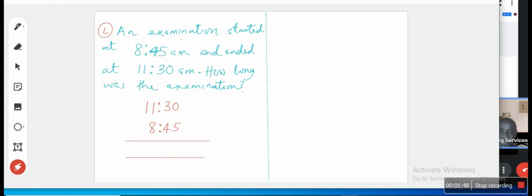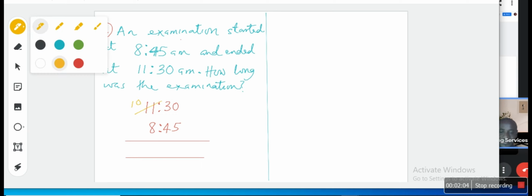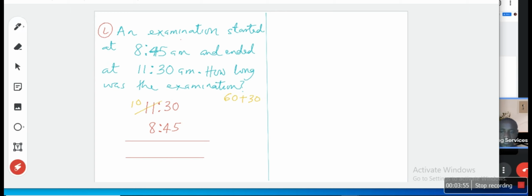Once the one up is smaller than the one down, you have to collect from 11, from the other side. When we collect from 11, what will be left? 10 will be left. That one we collected, anything you collect from this side, you call it 60 and add to whatever you have here. 60 plus 30 gives you what?